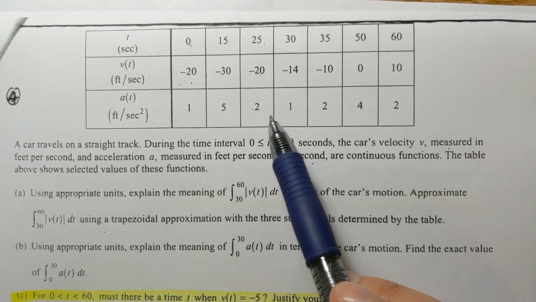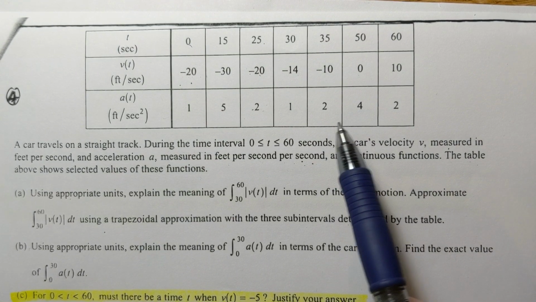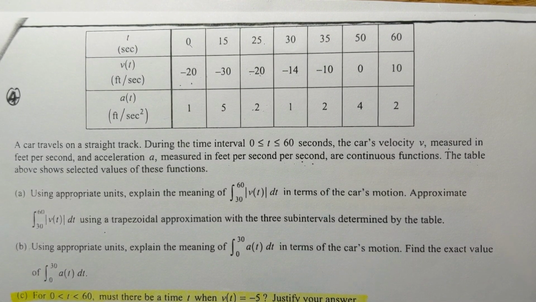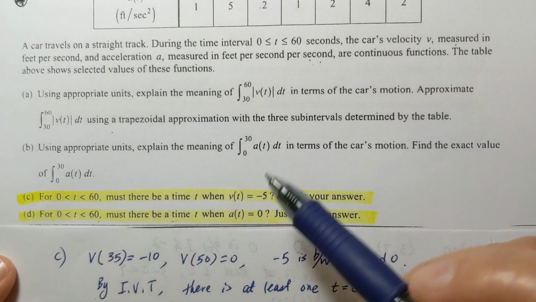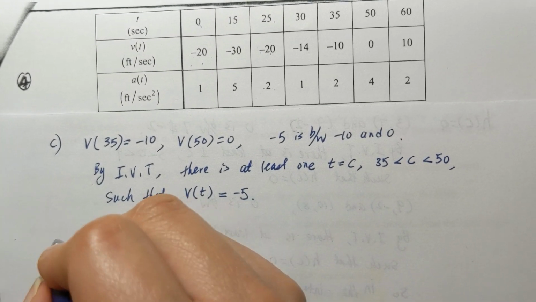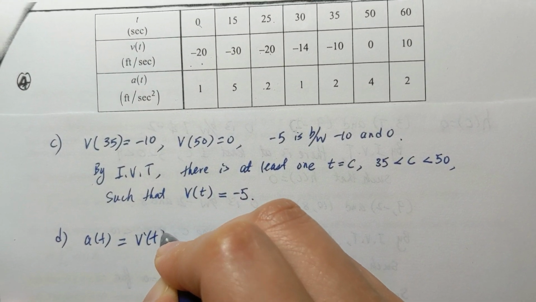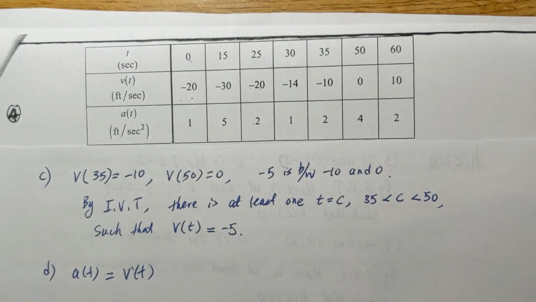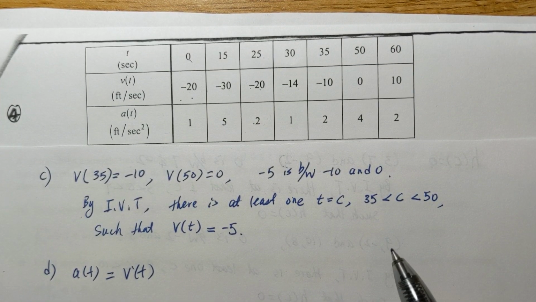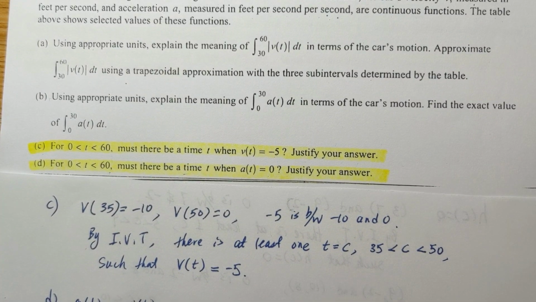0 is not between any of those numbers, so you cannot use the intermediate value theorem directly. But A of t has a very special relation. A of t equals V prime of t, which is the slope. So now let's check whether you can use the mean value theorem. We want A of t equal to 0.